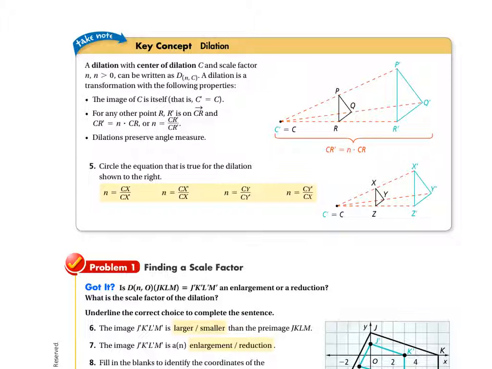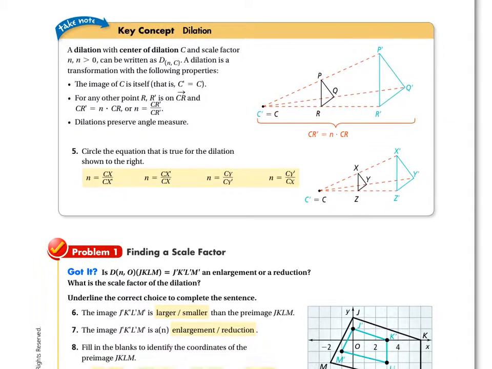On question 5 right here, they're asking you to show the equation that's true for the dilation. Now remember that they're trying to give you what's called a scale factor. What did we say on the other page about the scale factor? It's what over what?